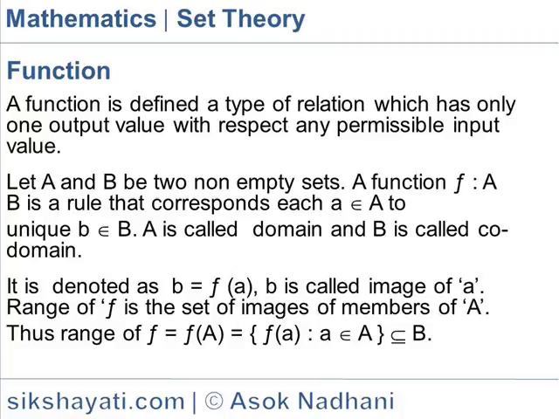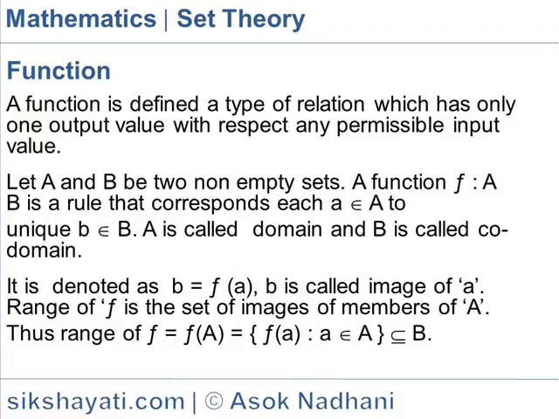Let A and B be two non-empty sets. A function f: A → B is a rule that corresponds to each a belonging to A a unique b belonging to B. A is called the domain and B is called the codomain. It is denoted as b = f(a). b is called the image of a under f.